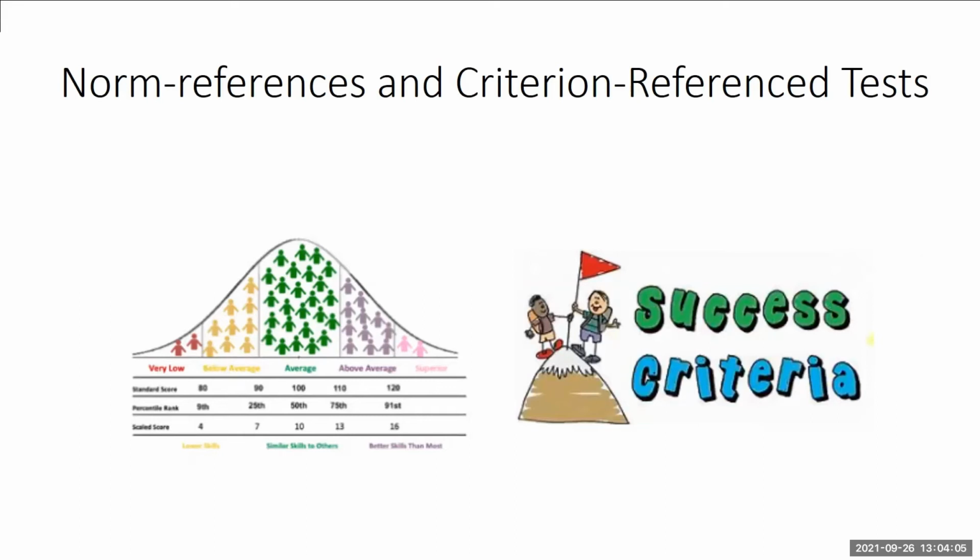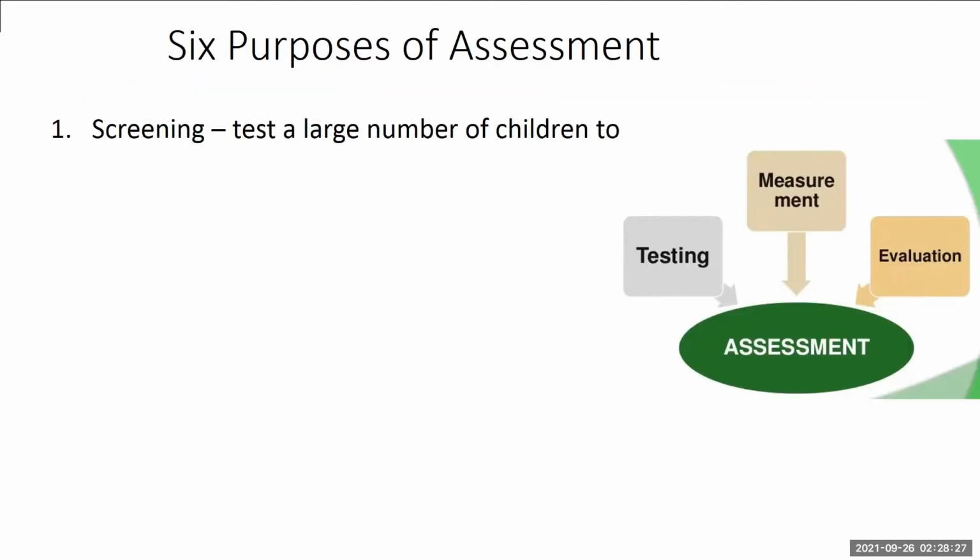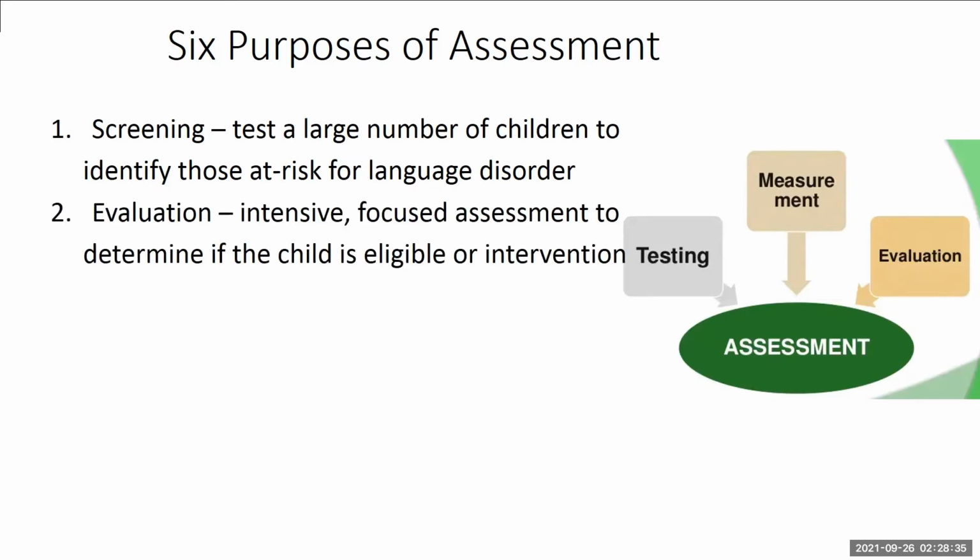Our topic for today is norm-referenced versus criterion-referenced tests. There are 6 purposes of assessment. A screening test is used to assess a large number of children to identify those at risk for language disorder. In contrast, an evaluation is an intensive, focused assessment to determine if the child is eligible for intervention.